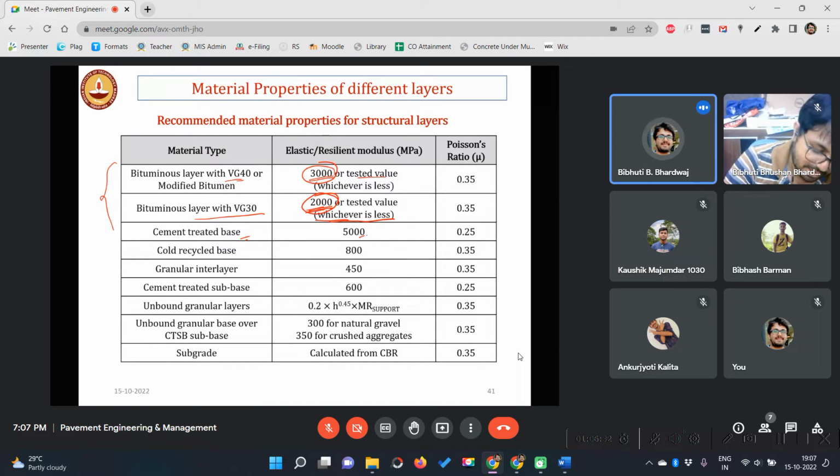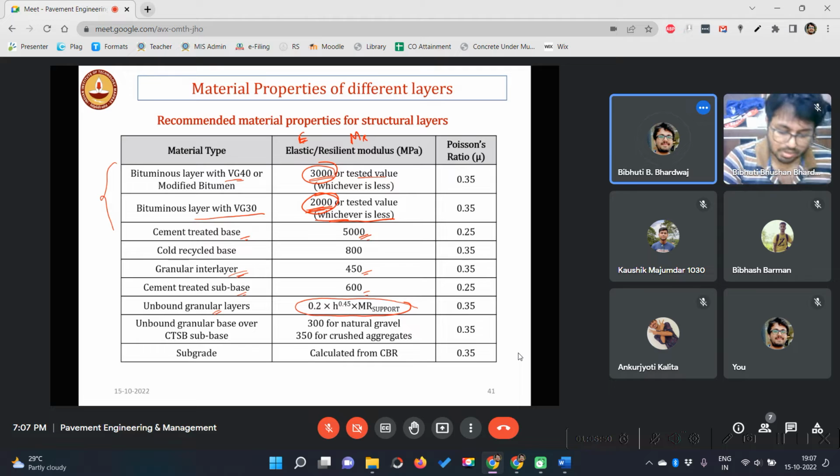Cement treated base 5000. These are elastic modulus or modulus of resilience. For granular interlayer 450, cement treated surface 600, unbound granular layers.